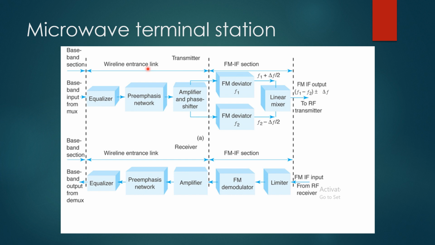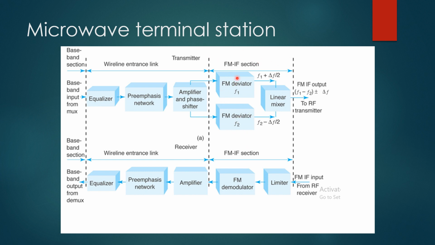And also if our station is a large station, we prefer that all the similar equipment be housed in one single building. So this wireline entrance link provides simplicity to our large terminal station, so that we can place all the similar equipment together, and it simply serves as a link between these two sections. And the next section is the FM-IF section.